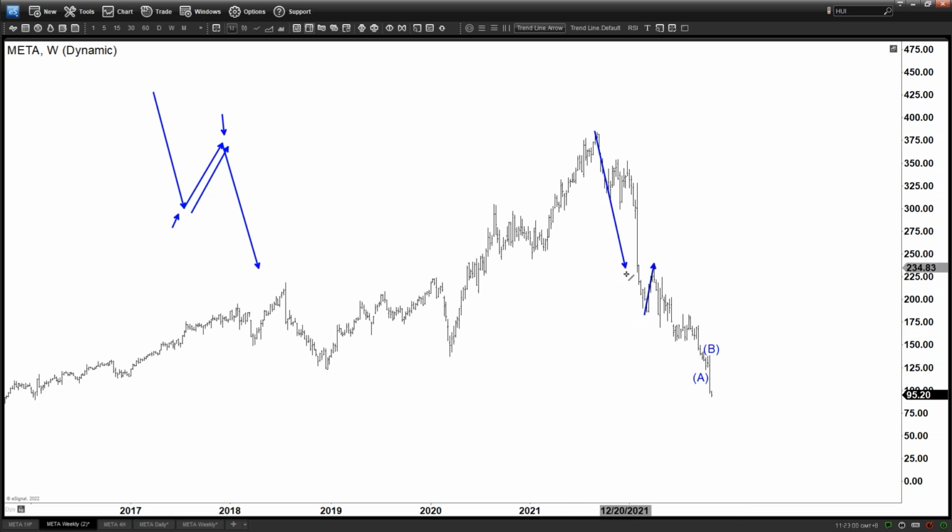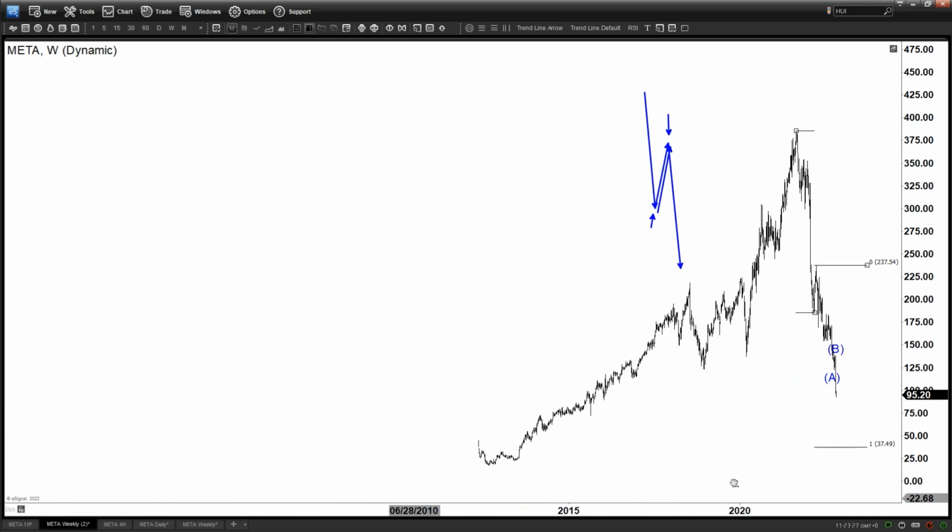So this is what I'm proposing Meta is doing. If I project extension from the peak to this 1st leg, and then project it from the 2nd leg, starting from the 2nd leg. Now I know even this projection is extreme. It's 37, right? That is big. Like 37 is about 50% lower from where we are, right?